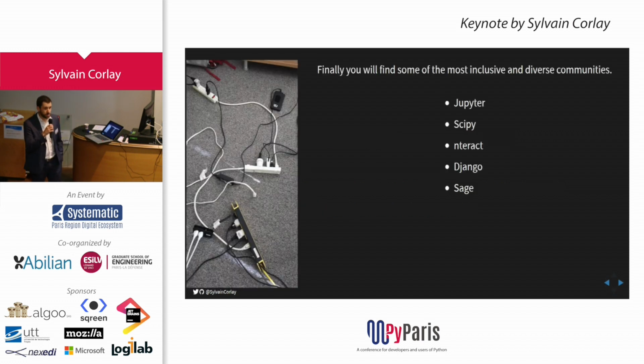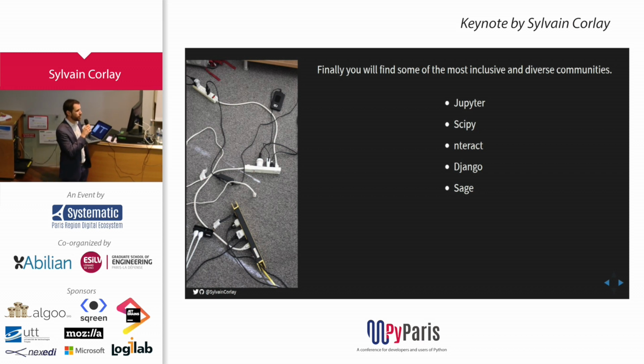Finally, you will find some of the most inclusive and diverse communities out there. So Jupyter, SciPy, Interact, Django, and Sage. I just wanted to use this picture here because these are the adapters and power outlets that were in use at the last Sage Days that I attended. There were like 20 different foreign accents and power outlets, and everyone was coding and hacking together. This picture really shows the diversity of our communities. So yeah, get involved now.